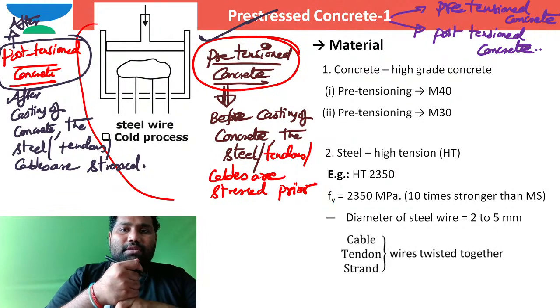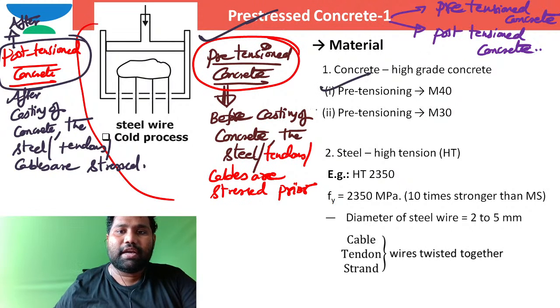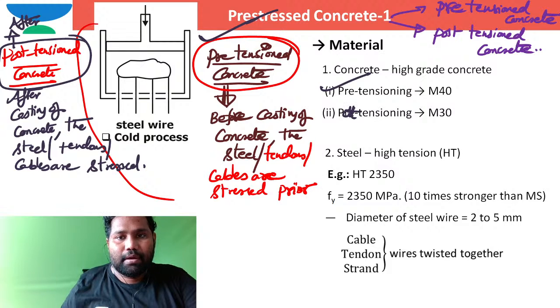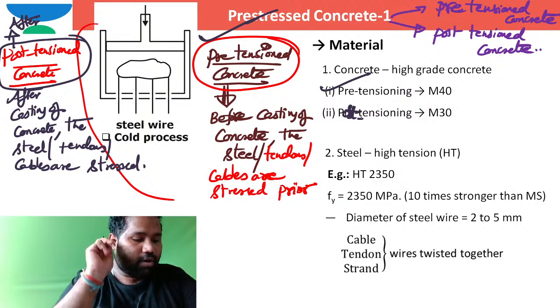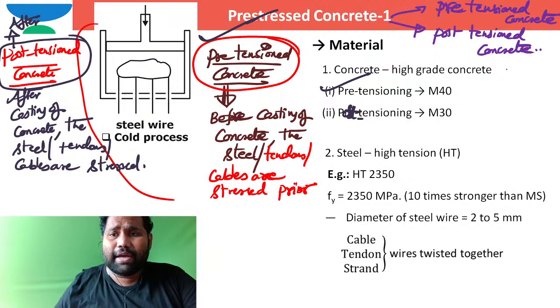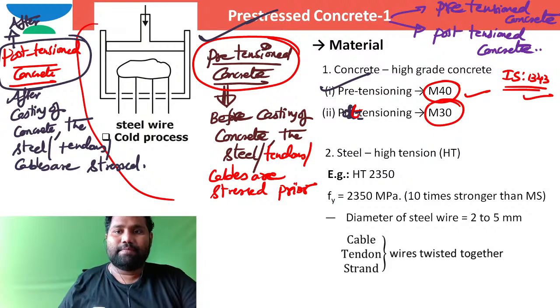Now coming to the materials. In pre-stressed concrete, there are two types: pre-tensioned concrete and post-tensioned concrete. If you refer to IS 1343, according to IS 1343, the minimum grade of concrete that I need to use for pre-tensioned concrete is M40, whereas the minimum grade of concrete for post-tensioned concrete is M30.